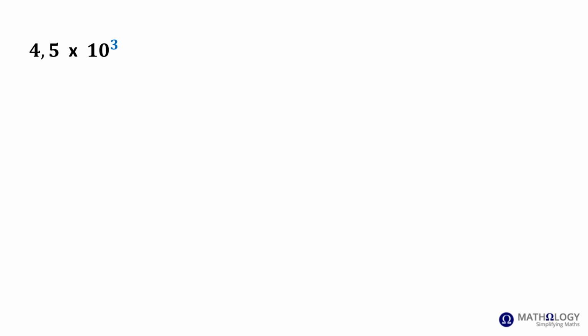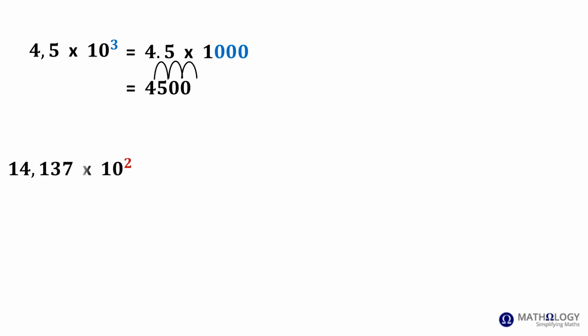4.5 times 10 to the 3 is a decimal number in standard index form, since there is only one non-zero digit to the left of the decimal point. To expand this decimal number, we move the decimal point 3 places to the right, because we are multiplying by 1000. To expand 14.137 times 10 squared, we move the decimal point 2 places to the right, because we are multiplying by 100.